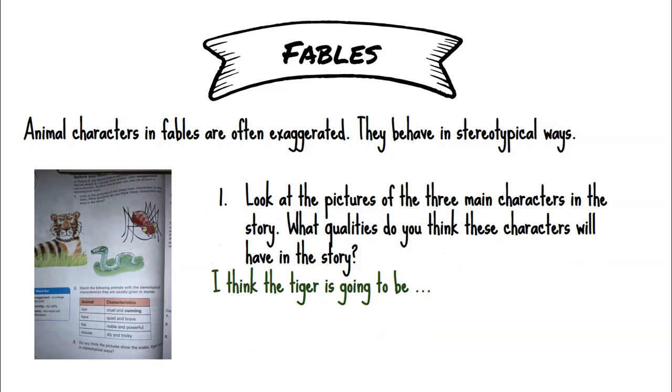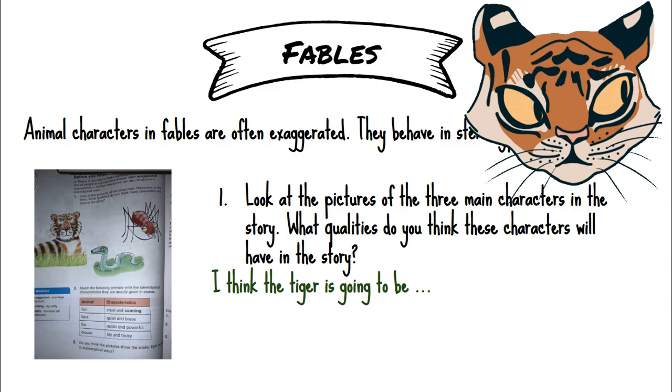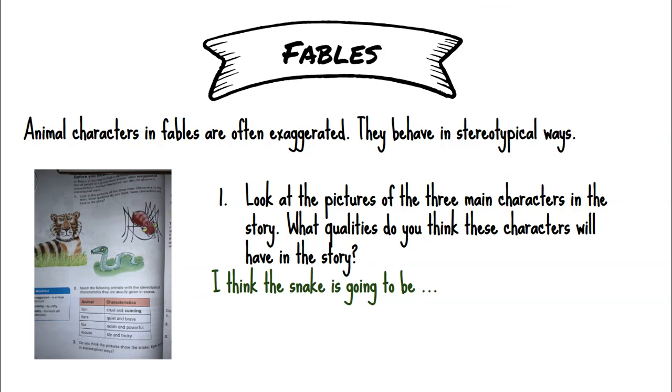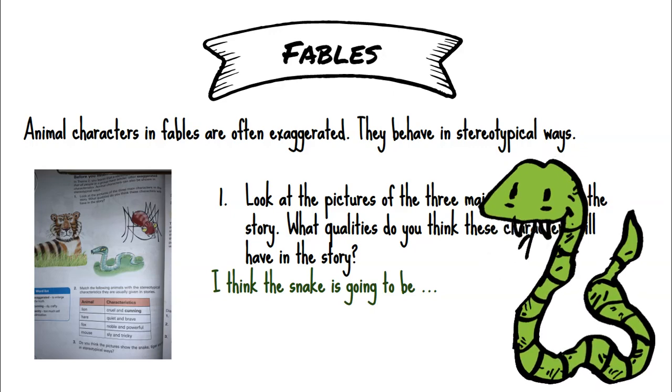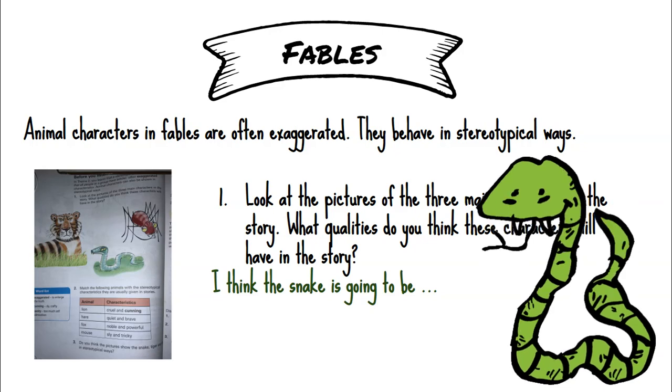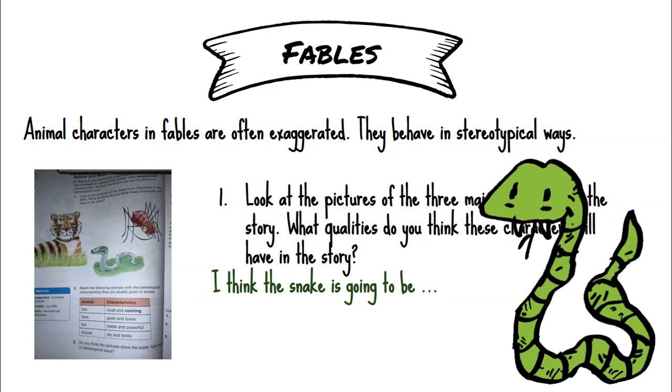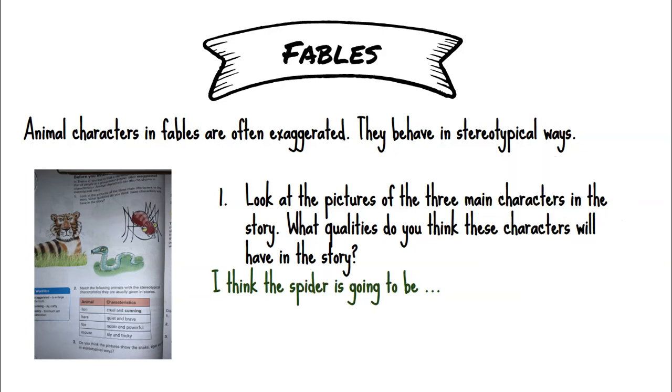So I'm going to just show you how you could phrase your answers in case you're not sure how to answer the question. You might say, for example, something like, I think the tiger is going to be, then you would describe what you think the tiger is going to be. You'll say, I think that the snake is going to be or is likely to be. What do you think their personality, what qualities do you think they might have in the story? And I think the spider is going to be, what personality do you think the spider is going to have?